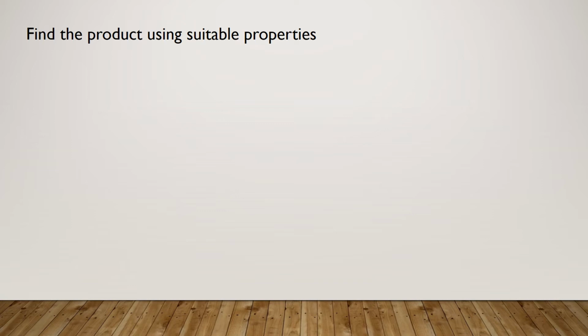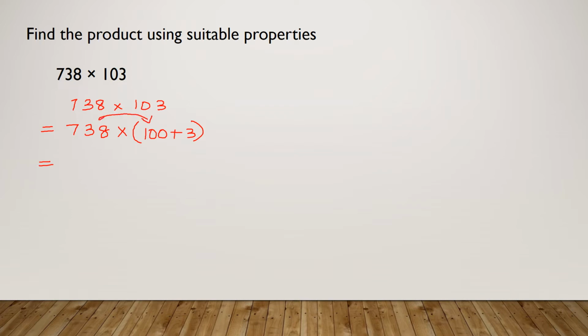Now find the product using a suitable property. Using this multiplication over addition, we are going to do these sums. Let us see how we will do these sums. We have 738 into 103. Now we'll try to make it easier by multiplying with hundreds or thousands. So if I convert 103 as 100 plus 3, then it becomes easier for me to multiply 738 into 100 plus 738 into 3.